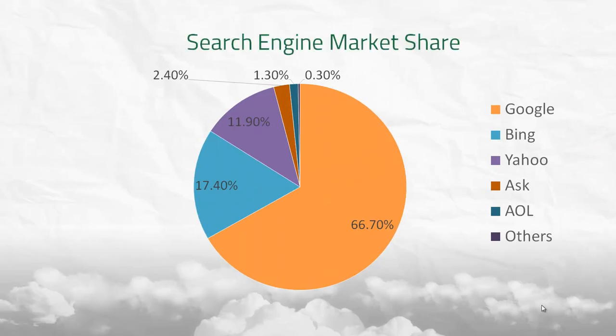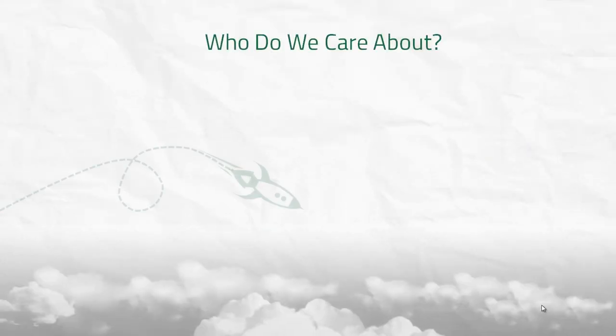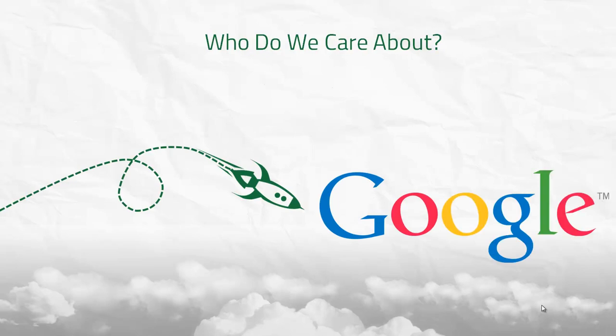To understand how the search engine market share works, you can see that Google has a big chunk of the search engine market share. The next ones are Bing, Yahoo, and so forth. You can see the majority is, of course, Google. So who do we care about ultimately? We care about Google. We want to make sure that we please them and do what we can because they're the ones being used the most. So it's important that we please them and care about them the most.